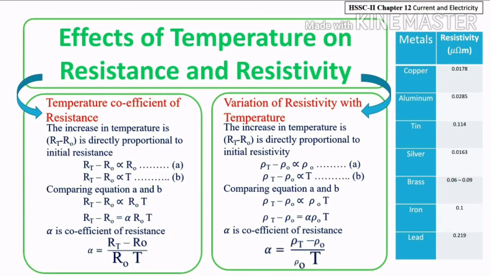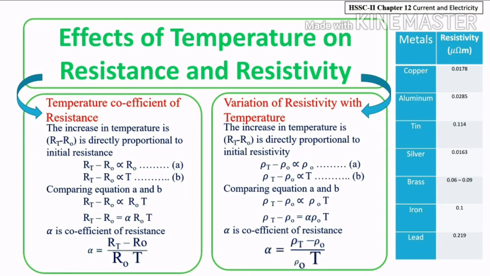In the next slide we will discuss the effects of temperature on resistance and resistivity. First of all, we will talk about the temperature coefficient of resistance. In the case of the temperature coefficient of resistance, the increase in resistance RT minus R naught is directly proportional to the initial resistance. RT is the resistance at temperature T and R naught is the resistance at 0 degrees Celsius. In the next slide, this change in resistance RT minus R naught is directly proportional to temperature.